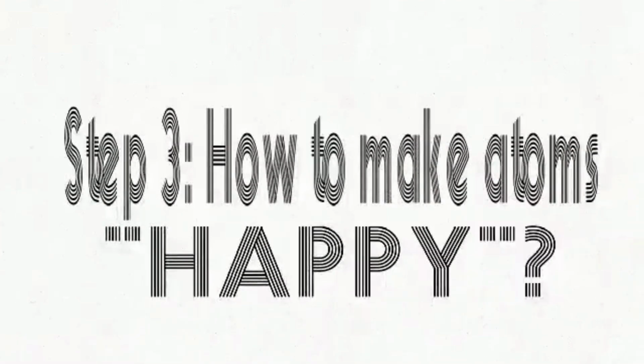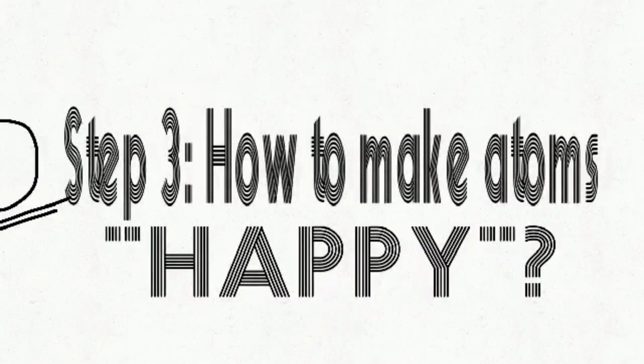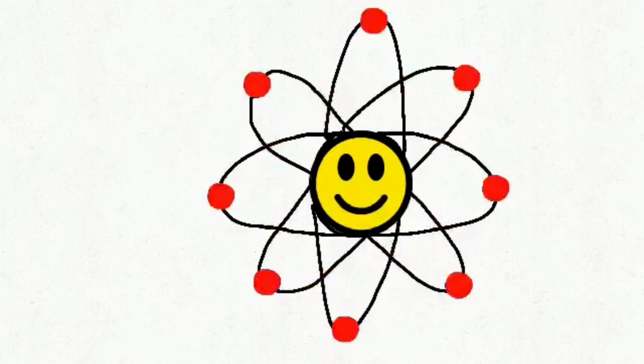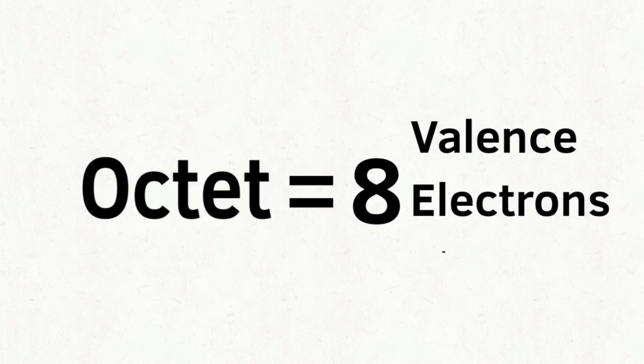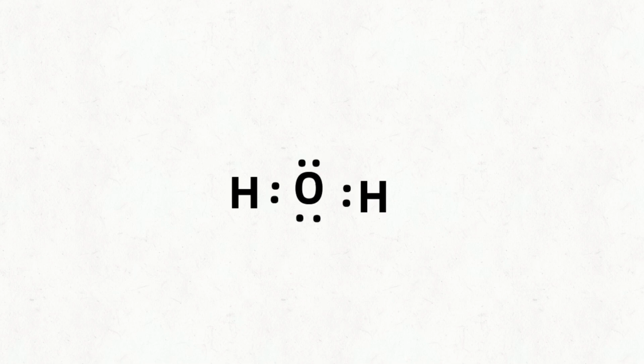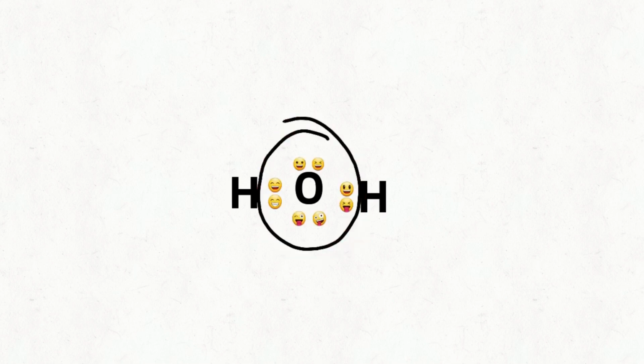How to make atoms happy? An atom is considered happy when its outer electron shell is filled with 8 electrons, in accordance with the octet rule. Octet means 8 valence electrons. For H2O, we have a total of 8 electrons, 1 for each hydrogen and 6 for oxygen. Put the 2 electrons between the atoms to form a chemical bond. Now we completed the octet for oxygen, which has 8 valence electrons.